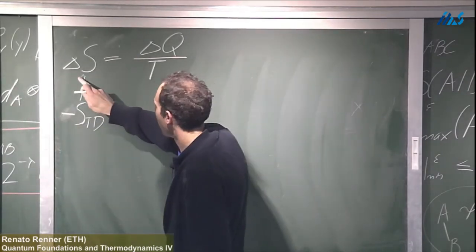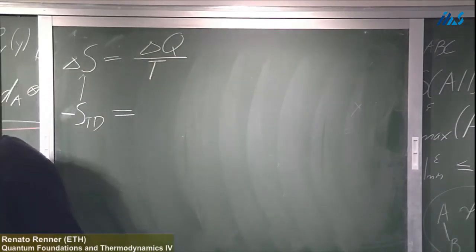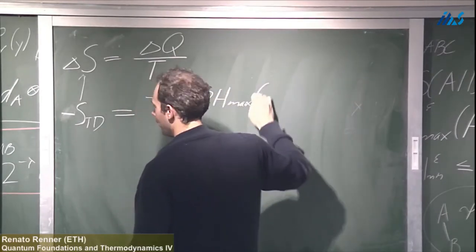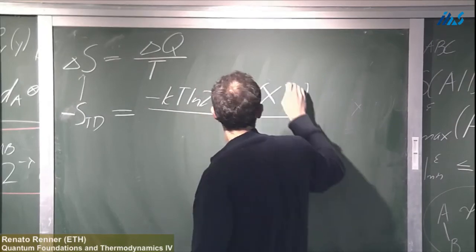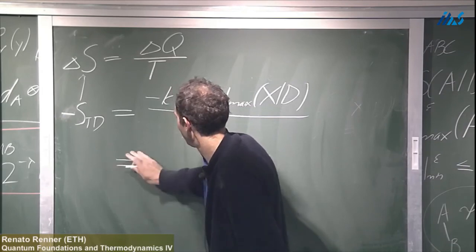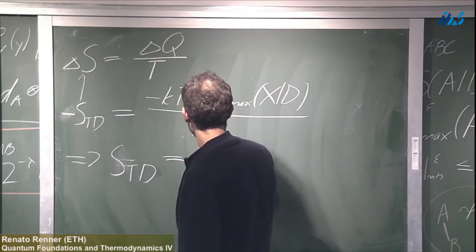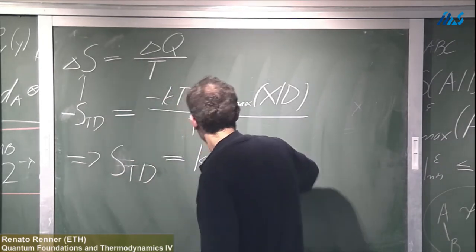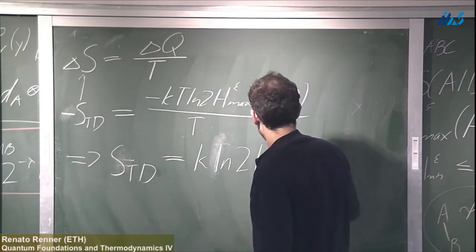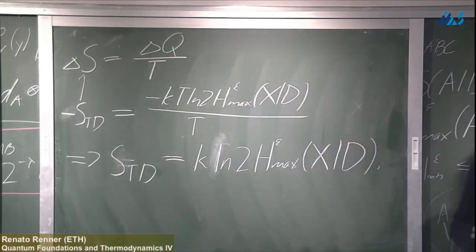So that's the final. The final is 0 minus the initial one. And on the right-hand side, I have this Q. So this is minus kT ln2 times H max of x given D. And I have to divide the whole thing by T. So the T cancels, and the minus also cancels. So what I find is that the thermodynamic entropy is equal to k ln2 times H max epsilon of x given D. And this is the relation I promised at the beginning.